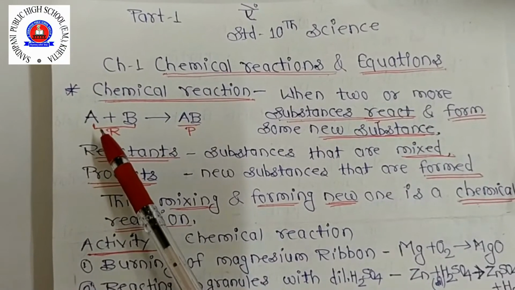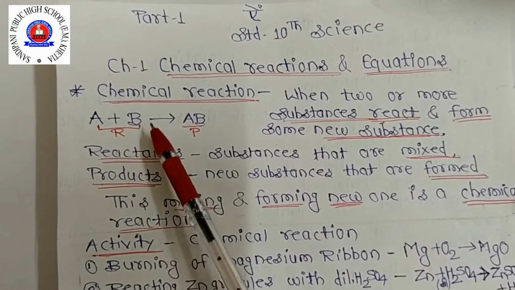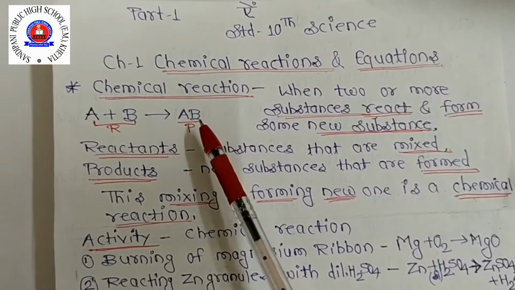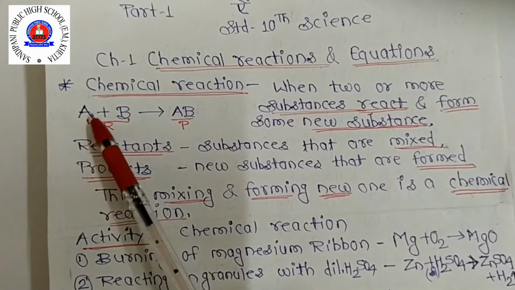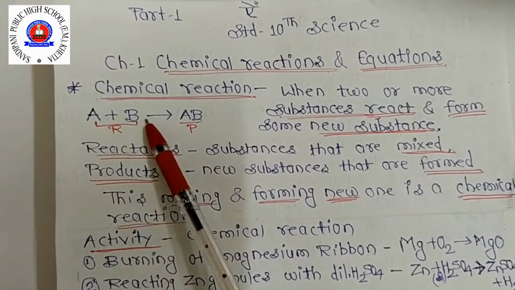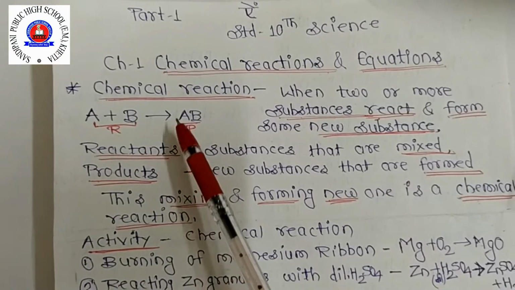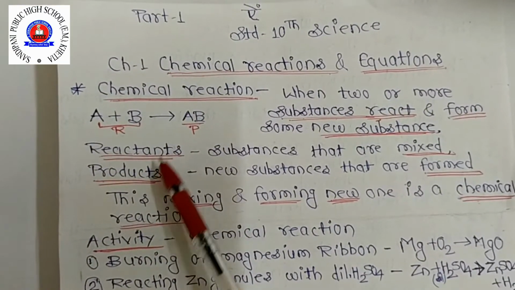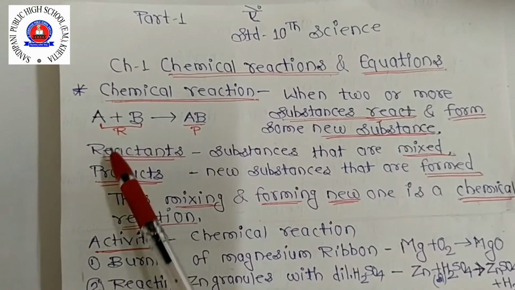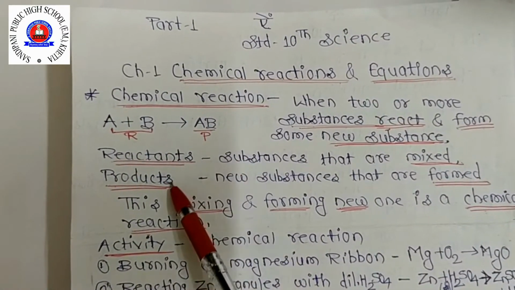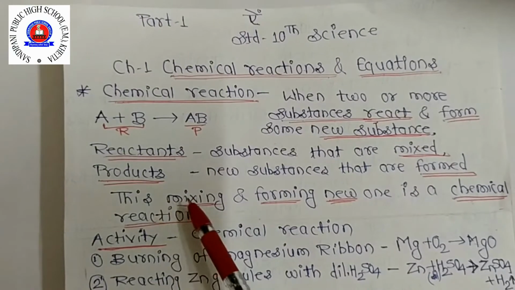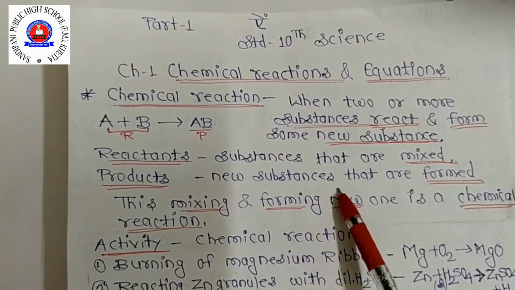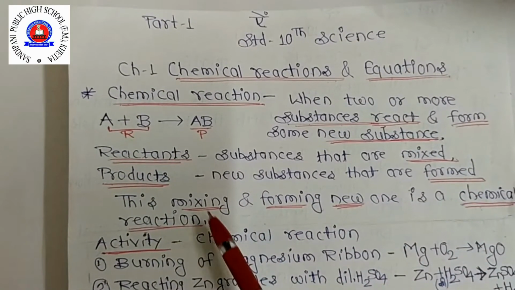Look here, A reacts with B and the substance AB will form. Those substances which react together are called reactants and the substance that forms is called the product. Clear? So R indicates reactants and P indicates product. So this mixing and forming something new is a chemical reaction.